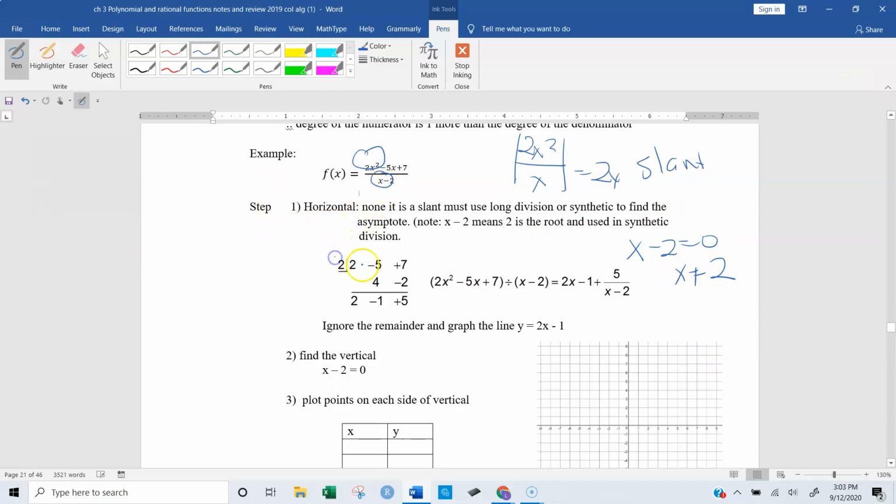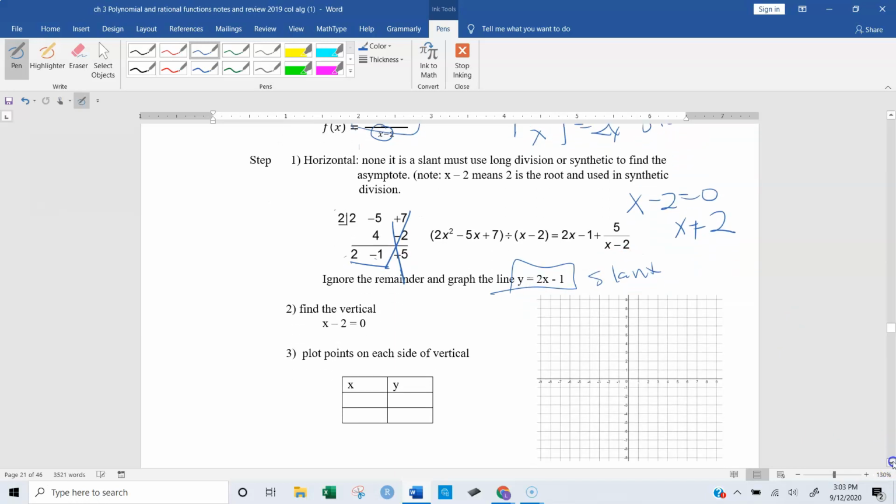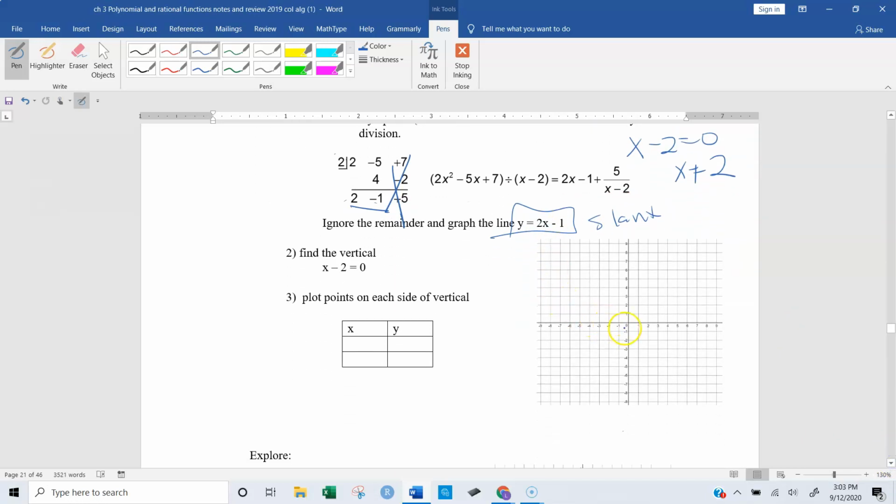So we put our 2 here, 2, -5, 7 from our equation up here into our division. Drop the 2, multiply, add, multiply, add. No one actually cares about the remainder. It's what this is. So that's 2x minus 1. We got y equals 2x minus 1. This is your slant asymptote. It will always be a line. So now we go to -1, up 2 over 1, and draw in our slant.